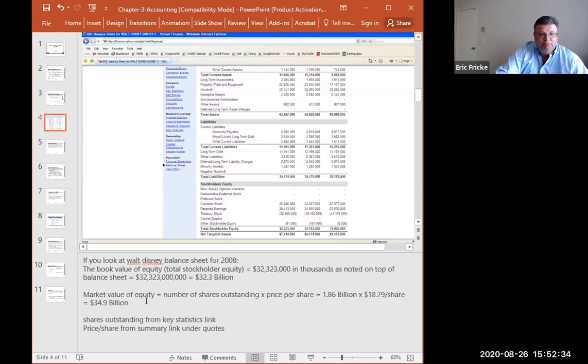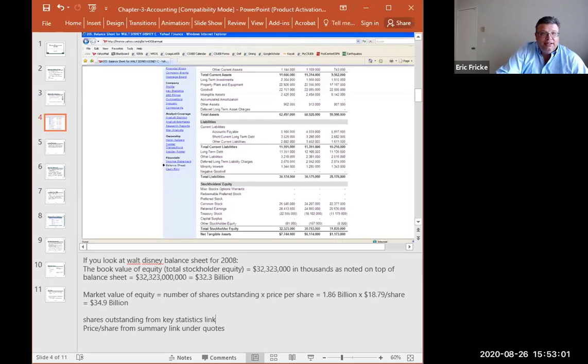Okay, and we're going to pull that information from Yahoo Finance again. We're going to get shares outstanding from the statistics link about the company. And then we're going to get the current price per share from a quote right from Yahoo Finance as well. And when we do that, we're just going to multiply the two, and that'll give us the market value of the equity.